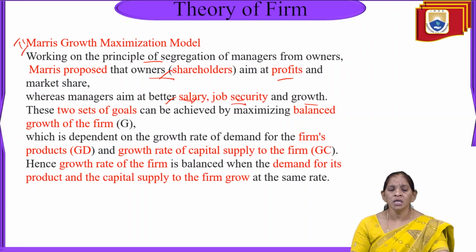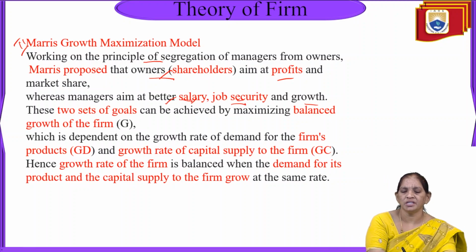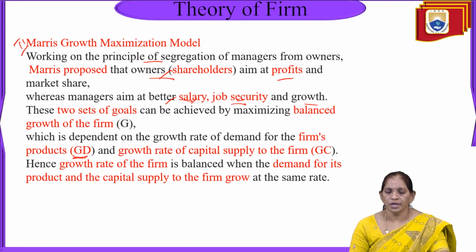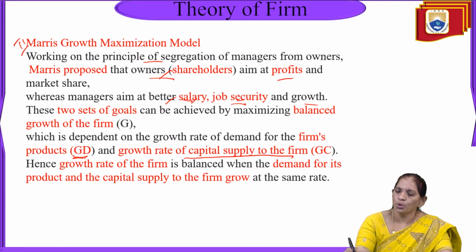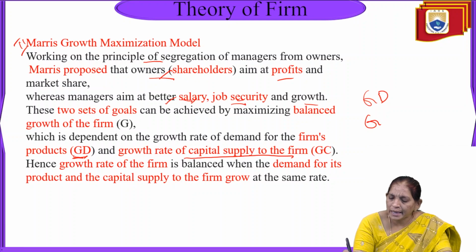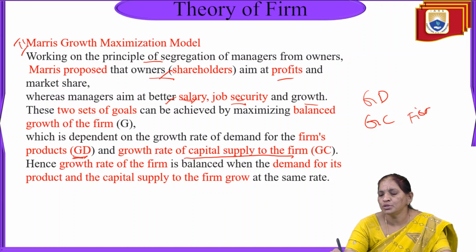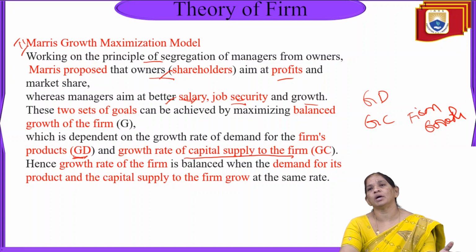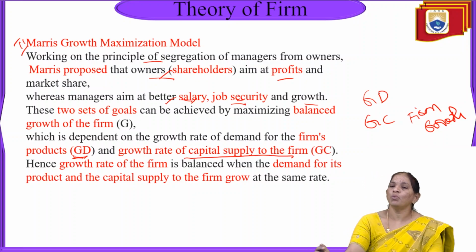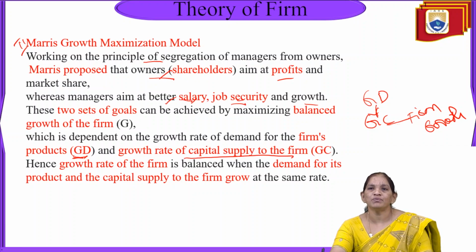So in his model, he says it depends on the growth rate of the demand for the firm's product, that is GD, and the growth rate of the capital supplied to the organization, that is GC. Means growth in the demand and growth in the capital supplied. So both have to be matched. Hence, the firm's growth will be enhanced. We have to identify what the demand for the firm's goods is, and how to get it. And with that, what type or amount of capital is supplied in order to fulfill the demand for the goods. When both are matched, automatically they will enhance the firm's total growth. So that is the firm's balanced growth.